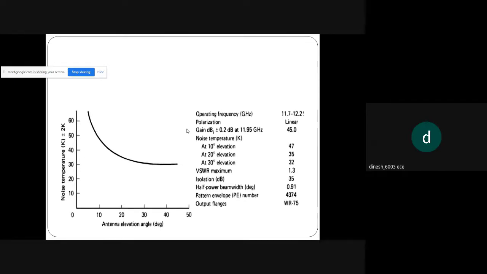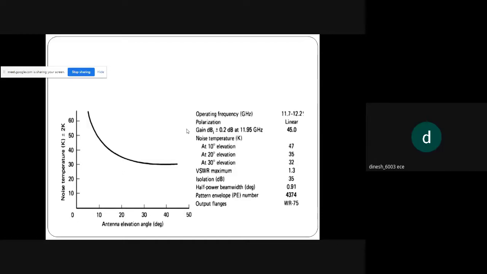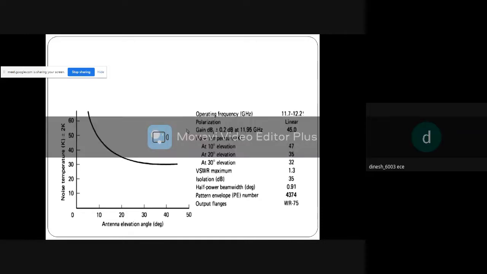So this is just an example of noise temperature versus the antenna elevation angle: if the elevation angle of the antenna changes with respect to the satellite, how it affects the noise temperature. At 0-degree elevation, it is 0.